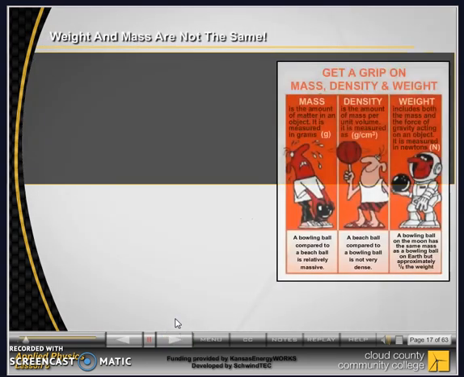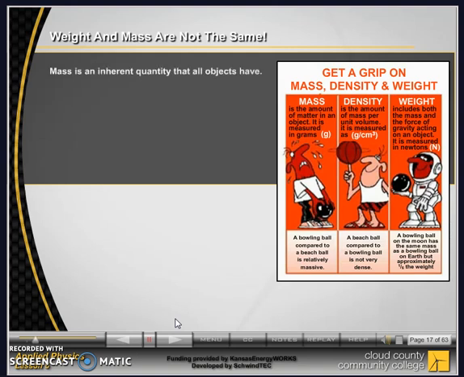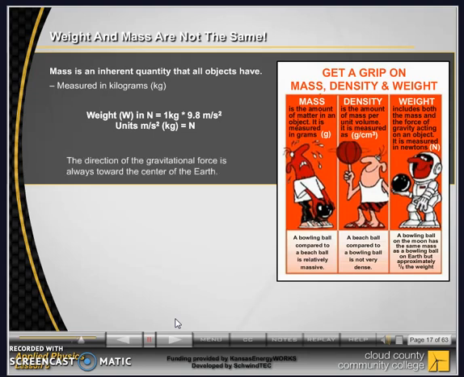Weight and mass are not the same. Mass is an inherent quantity that all objects have. It is measured in kilograms. In this lesson, we only need to deal with the weight vector. The direction of the gravitational force is always toward the center of the Earth.